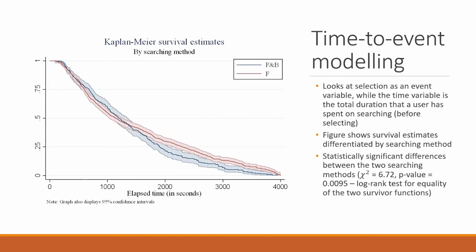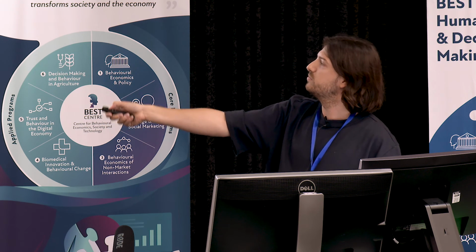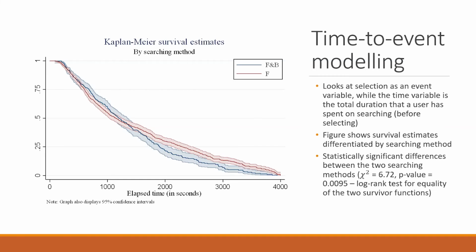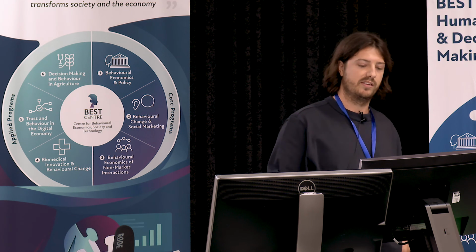So I've got some time to event modeling here. This is why this is really interesting. We can use this kind of time to event modeling, or survival analysis if you want to use that terminology. Here we look at selection as the event variable, where the time is the total duration that users spent searching before selecting. At these points, it shows the number of people who have not selected a profile through time. When there's no time, no one has selected, so 100% of people have not selected. And here we can see with the two different search processes how people select over time. There's a statistically significant difference between these two searching methods.